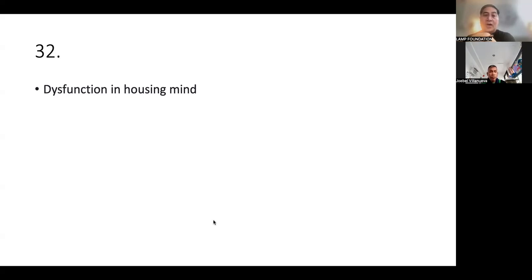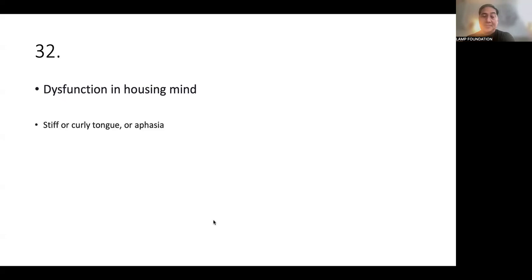Okay. Describe the tongue when there is dysfunction in housing the mind. The tongue will be stiff or curled, or there's aphasia.